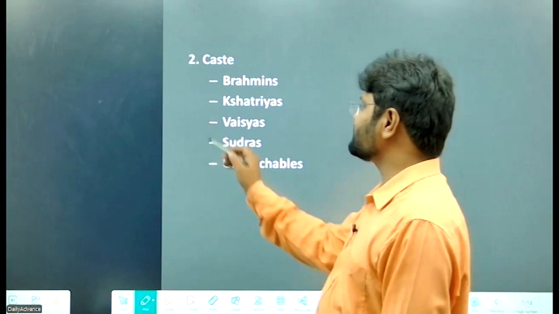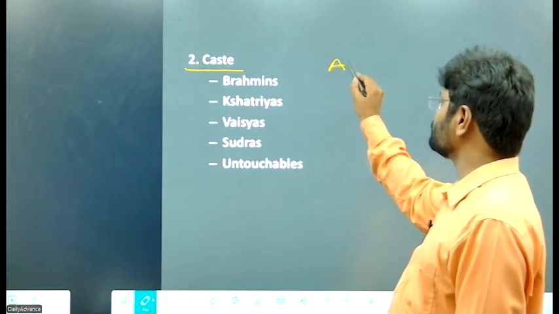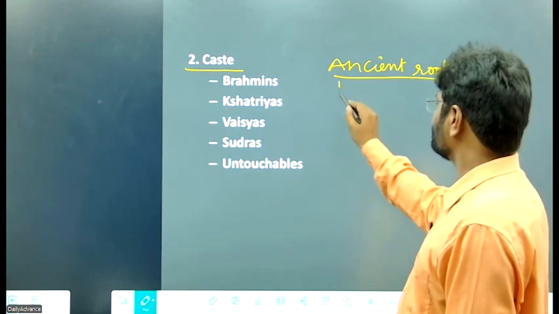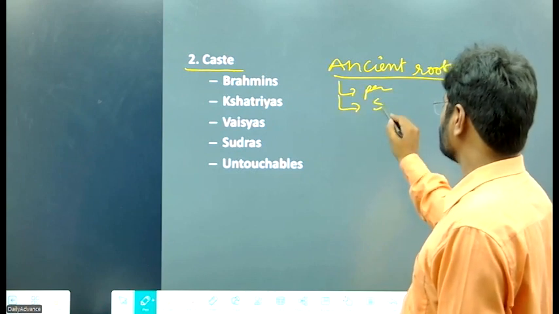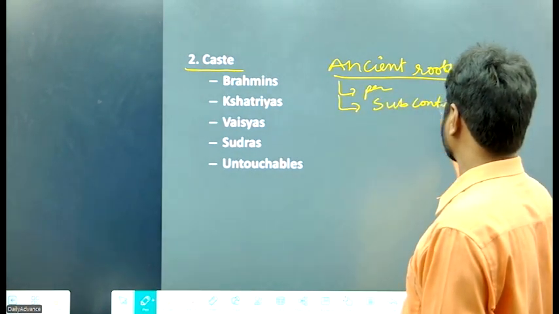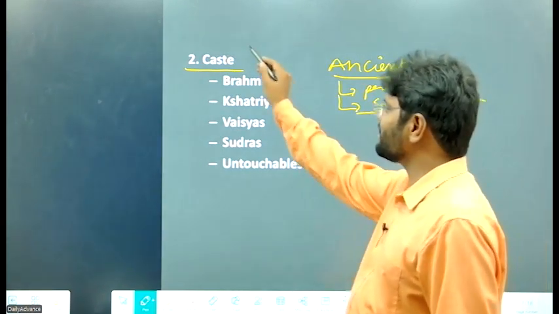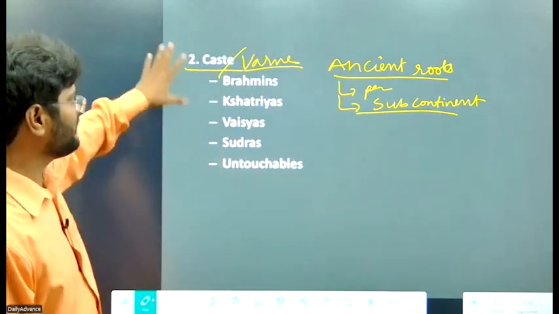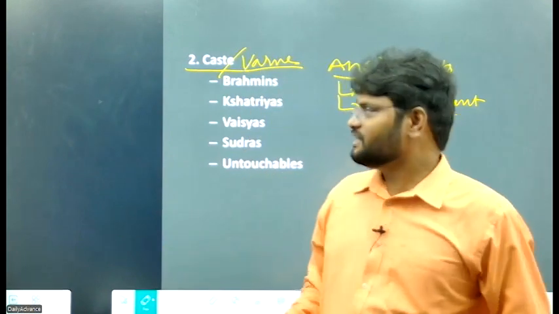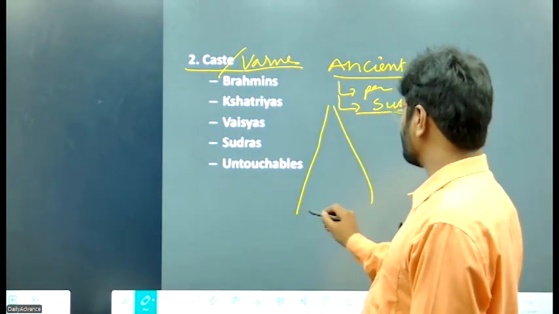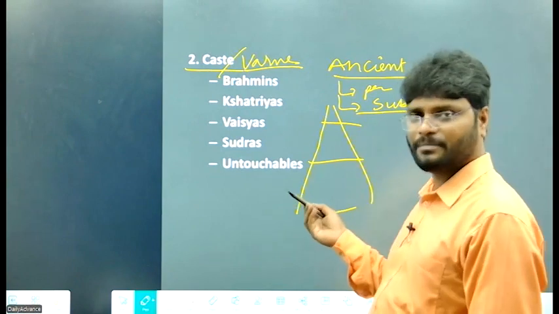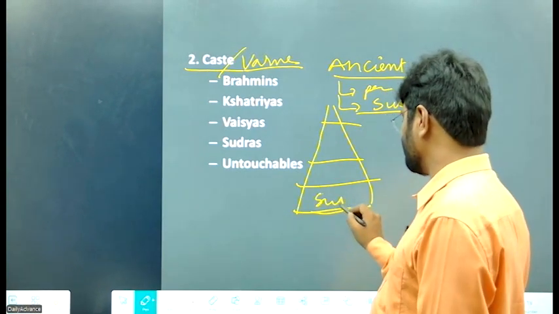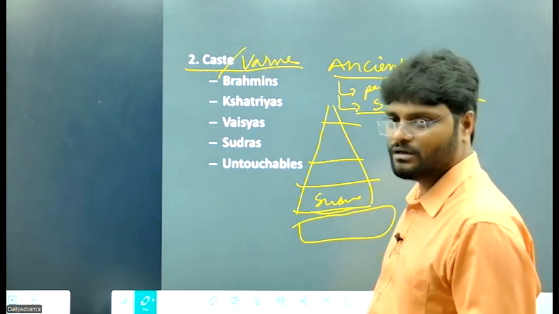The next one is caste in India. This has ancient roots and is present in the South Asian subcontinent. Initially it was called Varna, and later the caste system was also used for the same kind of stratification. Caste and Varna are sometimes used interchangeably. In this pyramid, the Brahmins were at the top, Kshatriyas were next, then Vaishyas, then Sudras, and finally untouchables. This is how the social status was arranged.